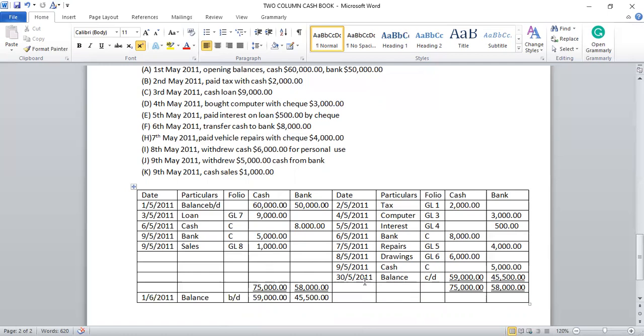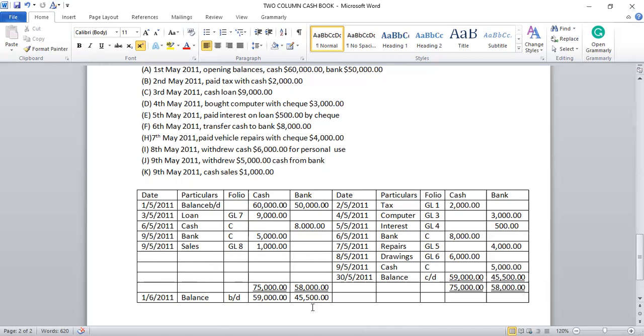The 30th May 2011, that's the date. Particulars is balance, and the folio is what? Carried down, balance carried down. The difference is $59,000 for the cash, and $45,500 for the bank. So it is being transferred to the next one, the 1st June 2011. That's the date, the particulars is balance, and the folio is balance brought down, and the cash is $59,000, and the bank is $45,500. So we have come to the end of our lesson.